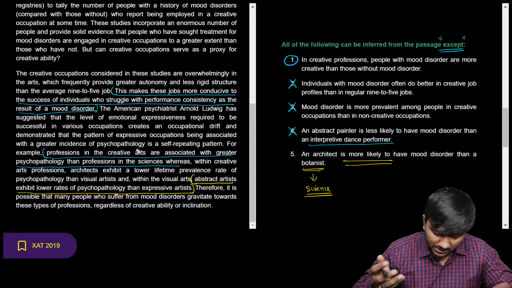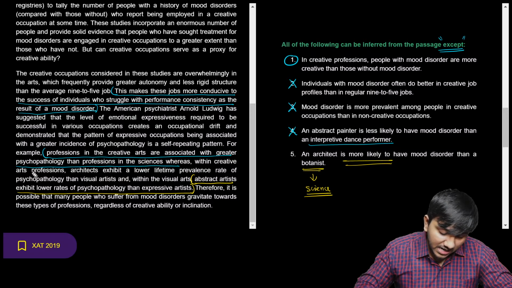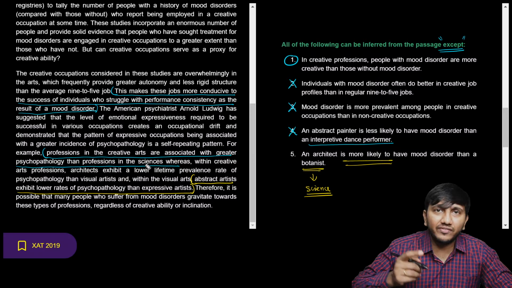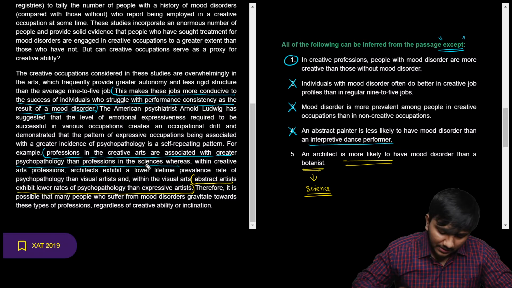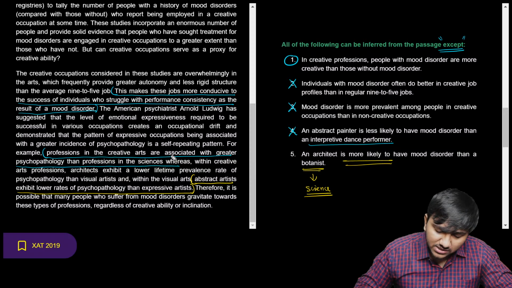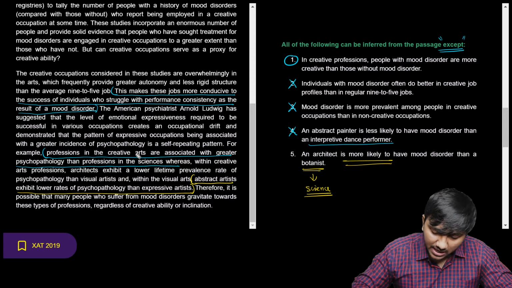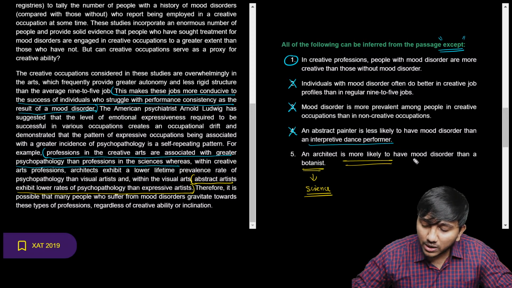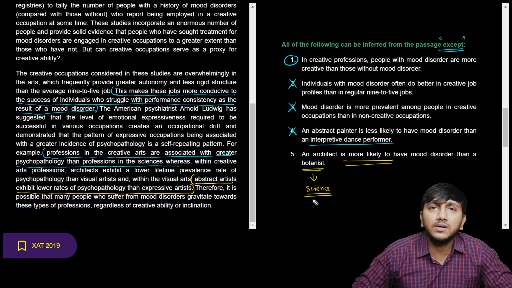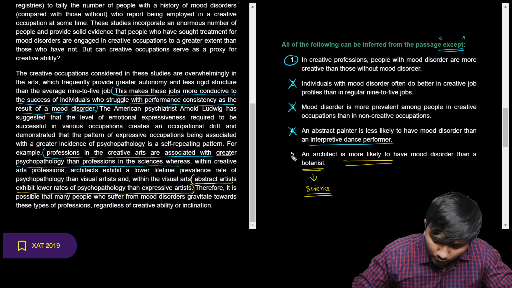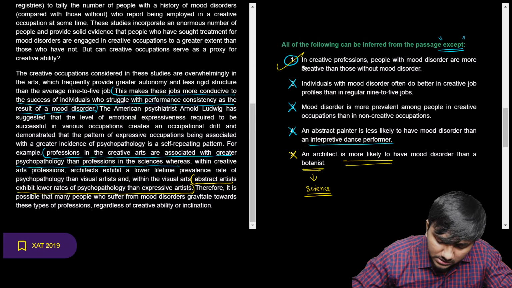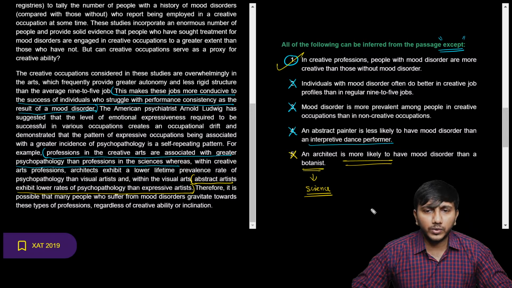Now, how do we know it comes under that? Because if you see here, within creative arts profession, architects exhibit. So definitely architects is part of creative arts, right? So professions in the creative arts are associated with greater psychopathology than professions in sciences. So architect is definitely a profession in creative arts. It will be more likely to have mood disorders than a botanist, who's a science person. So that also can be inferred. So the best answer we have is option 1 for this question.